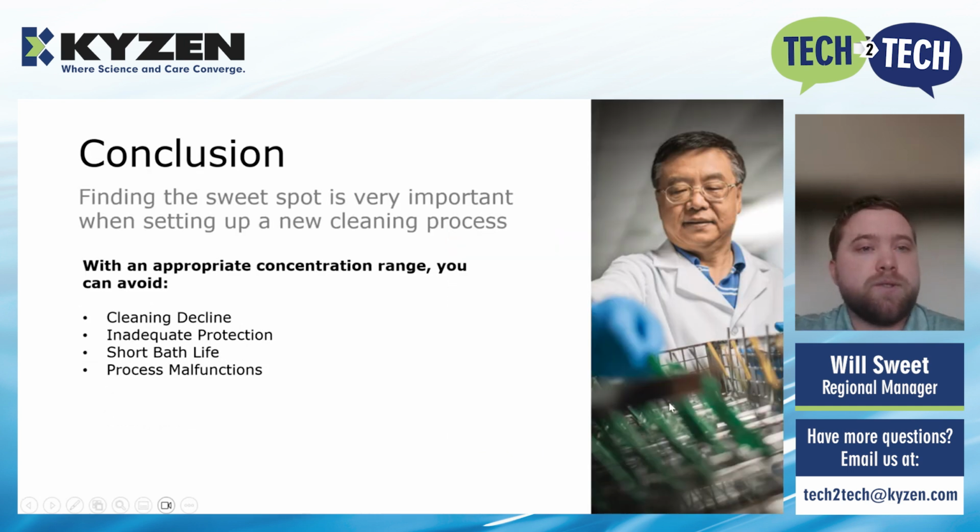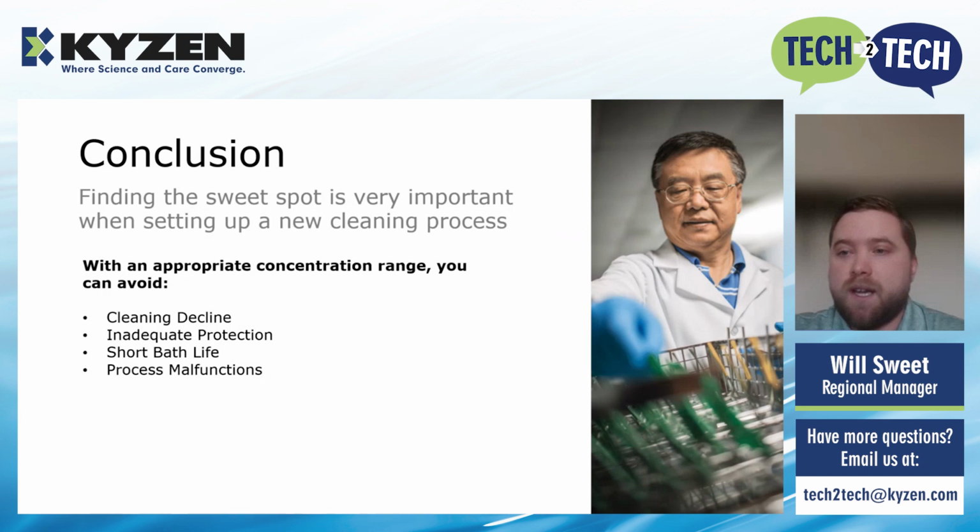And finally, the conclusion: finding the sweet spot is very important when setting up a new cleaning process. When you're able to find that sweet spot and find the perfect concentration or the perfect concentration range for your new cleaning process, you're able to avoid cleaning decline like we talked about. You're able to avoid inadequate protection. You're able to avoid short bath life and also process malfunctions.